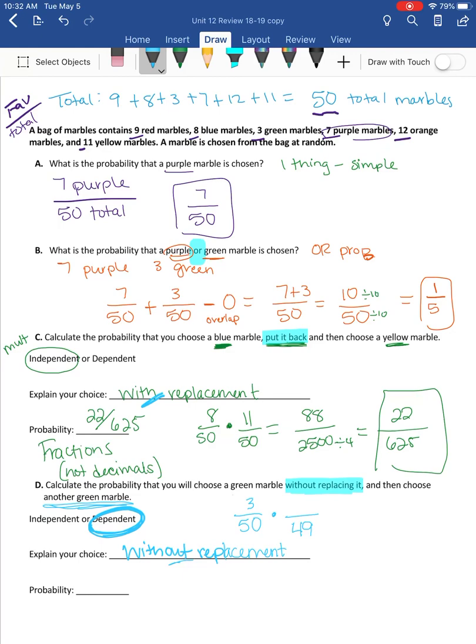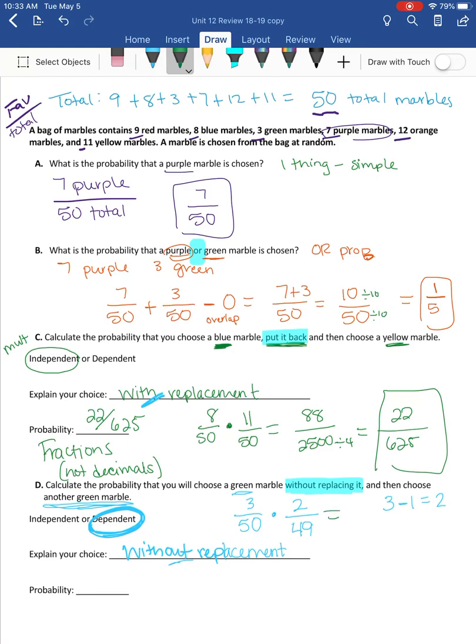So to finish this one off, well, the probability of picking a green marble is 3 out of 50, and then without replacing it, the probability of choosing another green marble. Well, if we took a green marble out, we only have 49 total marbles, and if we started with 3 green marbles and we take one away, we only have 2 green marbles left that we could pick. So we have 3 over 50 times 2 over 49.